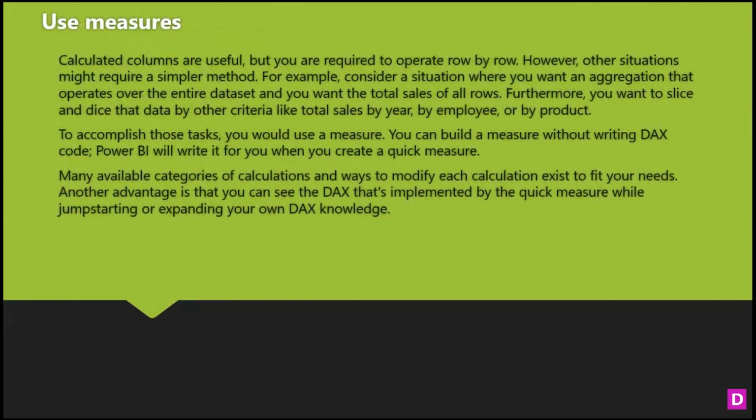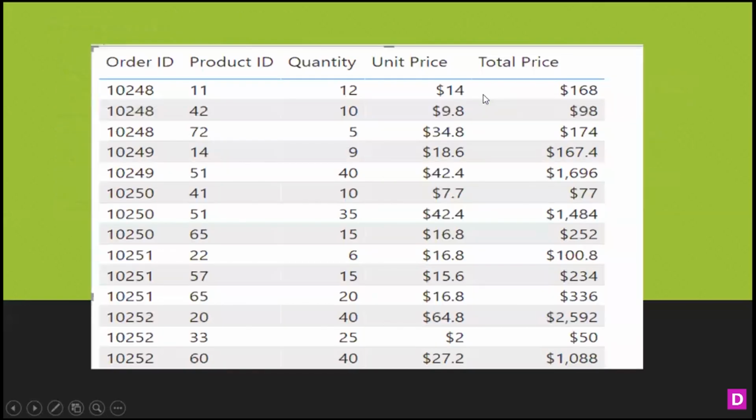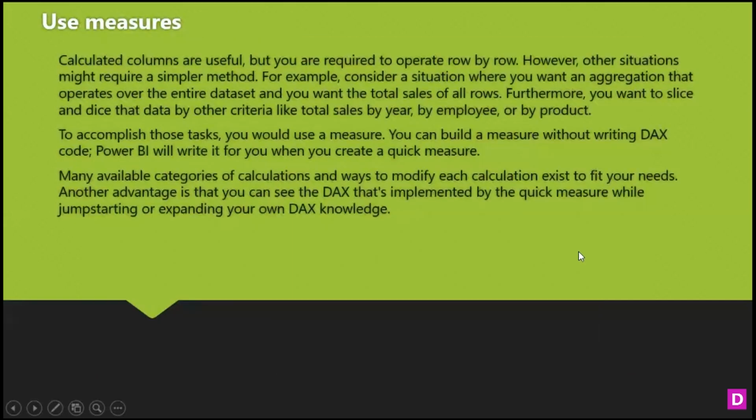When we talk about measures, first of all, let's understand what measures are. Measures are kind of an aggregation on your calculated column. For example, we can consider a scenario where you want to do the aggregation and you want to see the total sales of all the rows. We have already created total price here. Now I want to create a measure for total sales, which will give me the total sales for the whole data set. So that will be my measure.